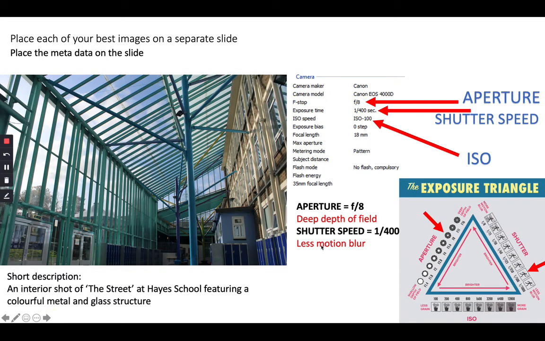If I pick out the shutter speed, which in this instance is 1/400th of a second, it appears around about here. So around about this side of this strip, we have less motion blur. So you would say the shutter speed was 1/400, which produced less motion blur. And lastly, the ISO was 100, so there was very little grain in the image. So you need to do this for the 10 images that you've selected.